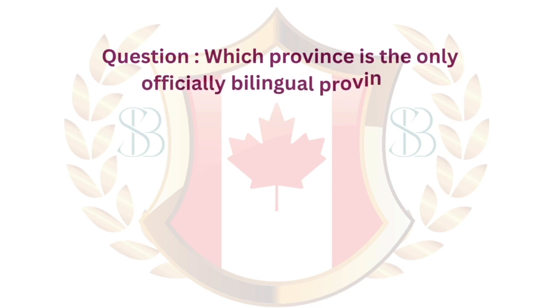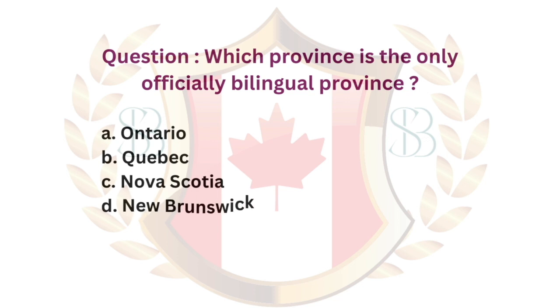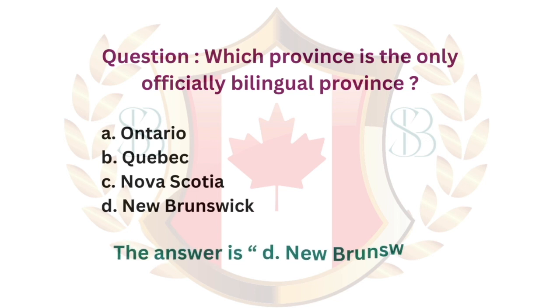Question. Which province is the only officially bilingual province? A. Ontario. B. Quebec. C. Nova Scotia. D. New Brunswick. The answer is D. New Brunswick.